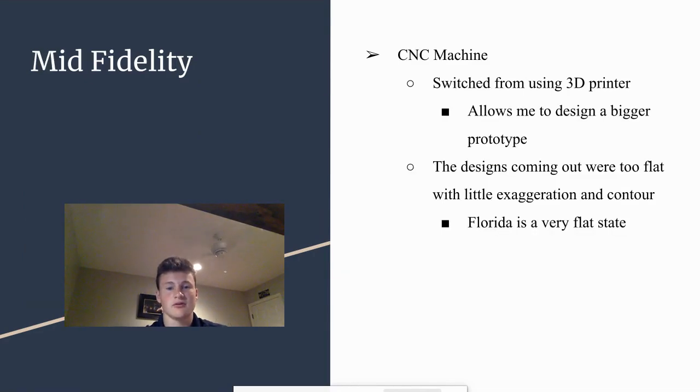Then midway through my project, I switched gears, and instead of using the 3D printer, I was using the CNC machine. This allowed me to design a larger model, and in the end, I realized that no matter how much contour I added, the model would still look flat due to the lack of hills and mountains in the state of Florida. I was not able to come up with any design with the CNC machine, and that is why I don't have any image depicting my work on the slide.